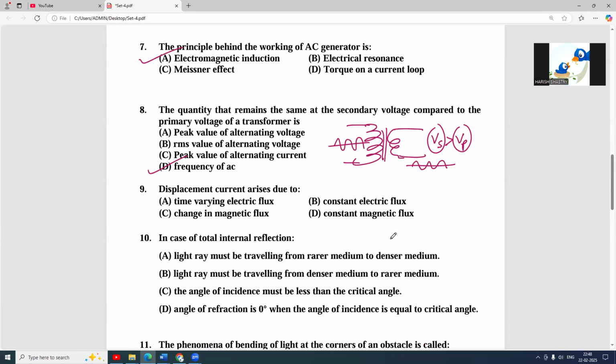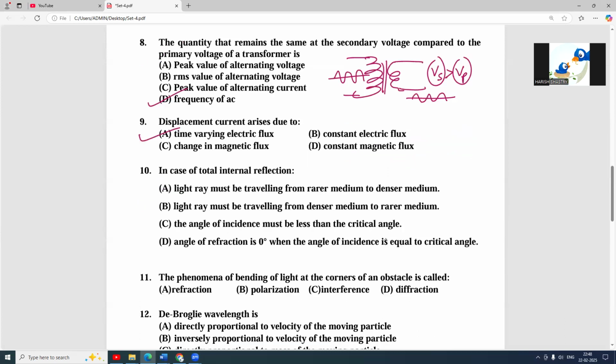Displacement current arises due to timely varying electric field. In the case of total internal reflection, light ray must be traveling from denser to rarer medium. Yes, this is correct. Angle of incidence must be less than critical angle? No, it should be greater than critical angle. Angle of refraction is 0 degrees? No, it is 90 degrees when the angle of incidence is the critical angle. This is wrong. Option B is the correct one.